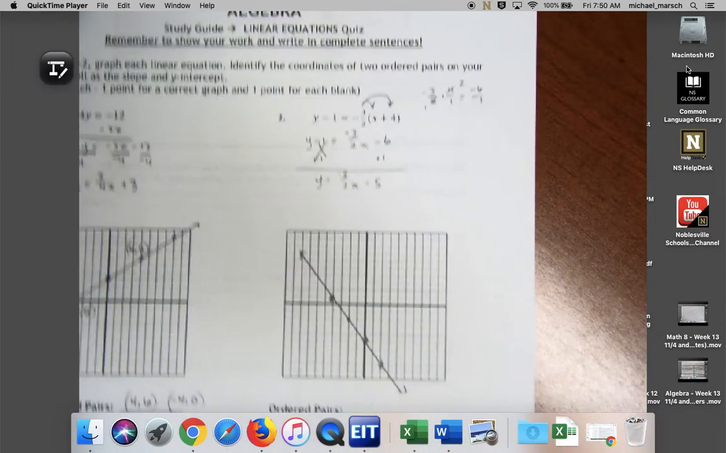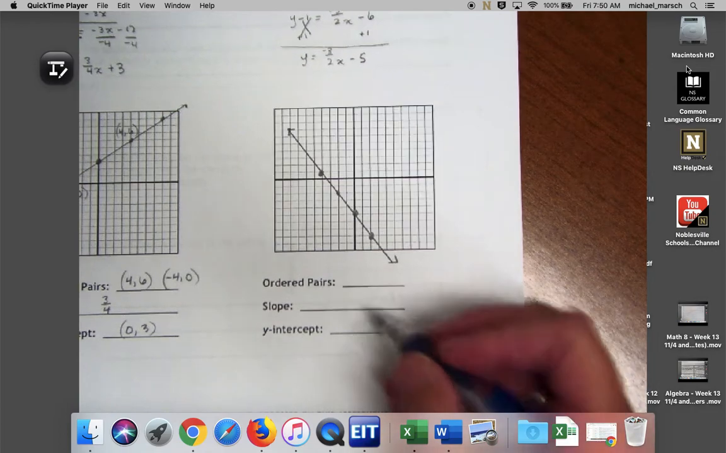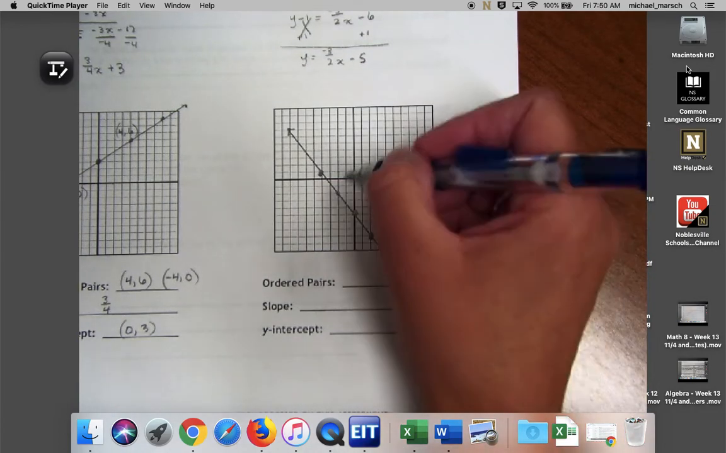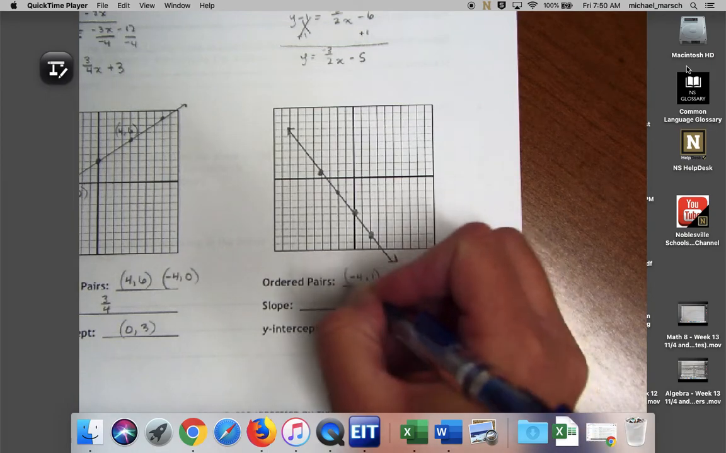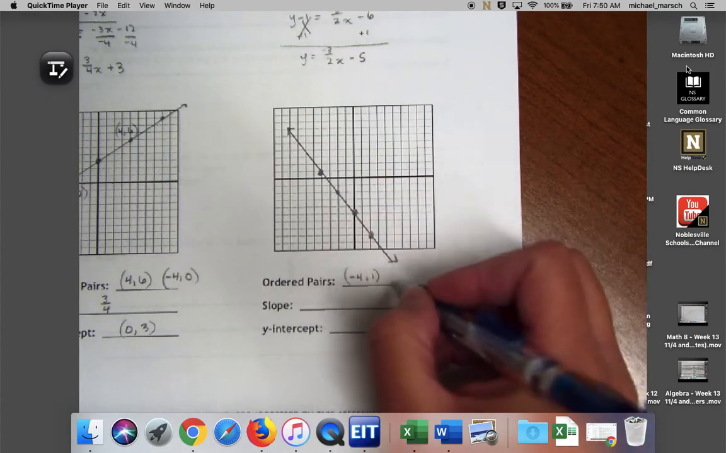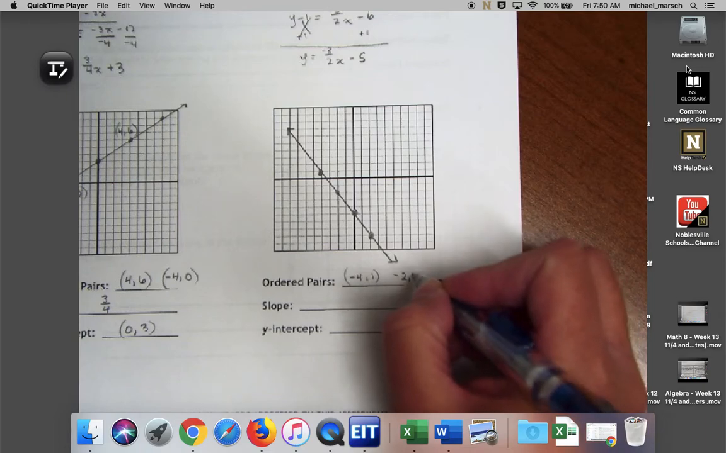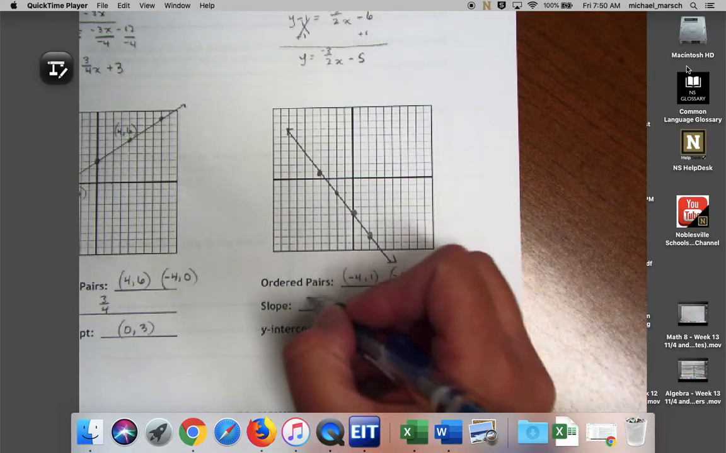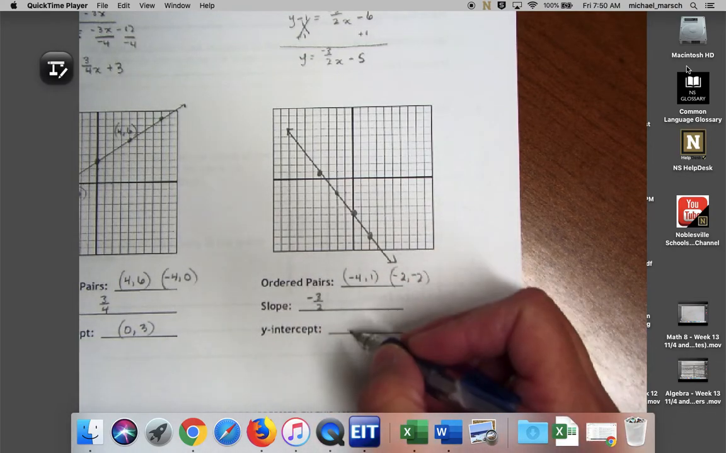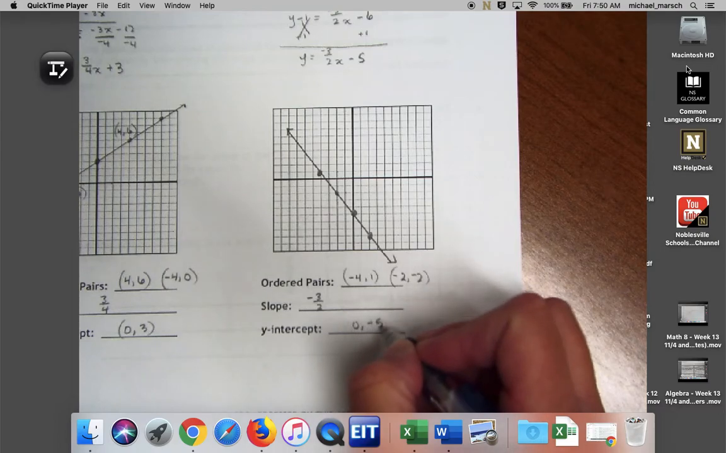Okay, so now I can answer the questions down here. I'm just going to pick two ordered pairs. So I'm going to say negative 4, 1 and negative 2, negative 2. And then my slope was negative 3 over 2, and my y-intercept was 0, negative 5.